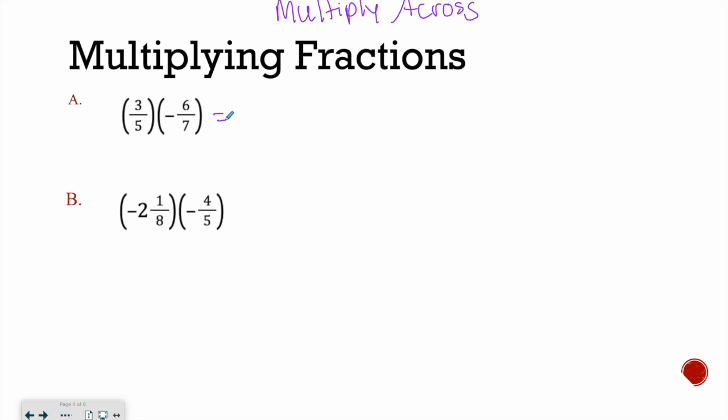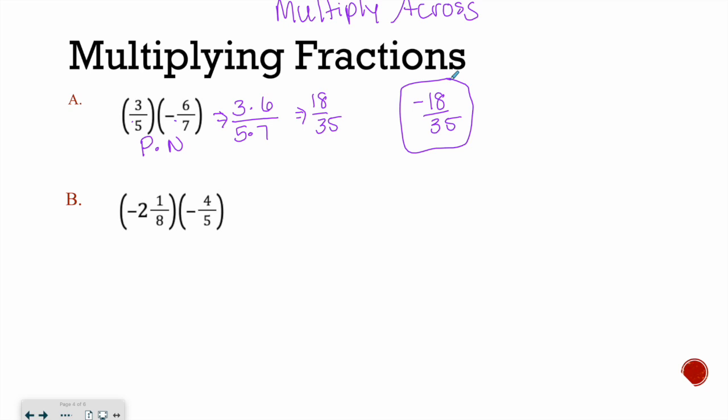So in letter A, we're going to do 3 times 6 over 5 times 7, which gives us 18 over 35. And because we have a positive times a negative, my answer is negative 18/35. And we should check to make sure that we can't simplify, and 18 and 35 do not have any common factors. For letter B, with the mixed number, this is where we want to change to an improper fraction.